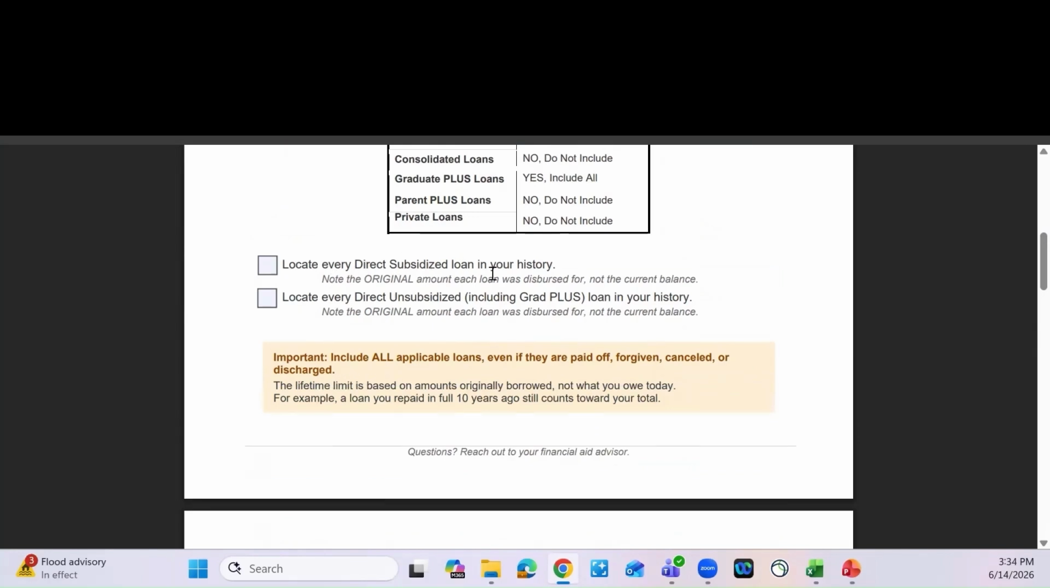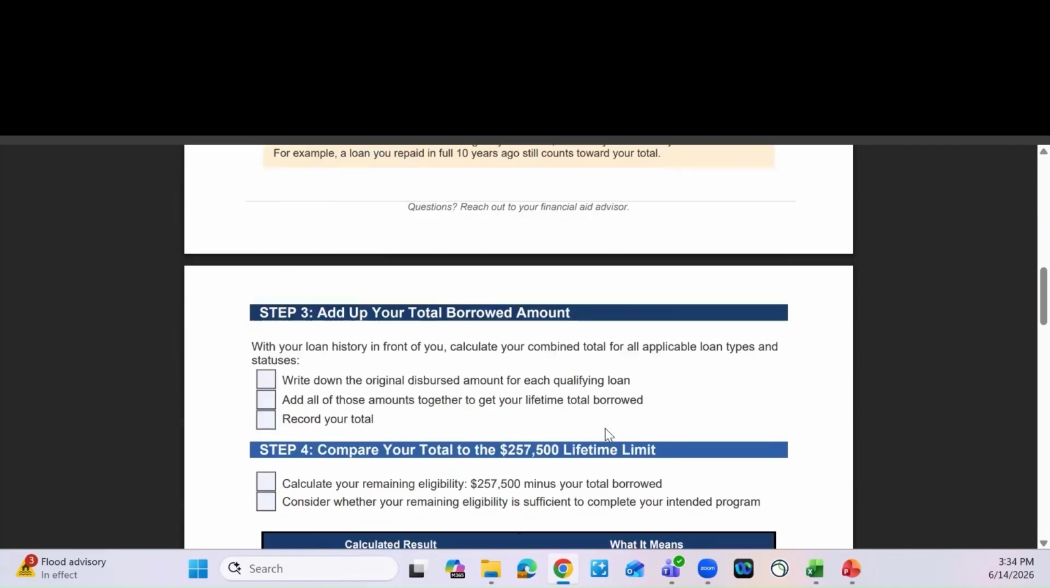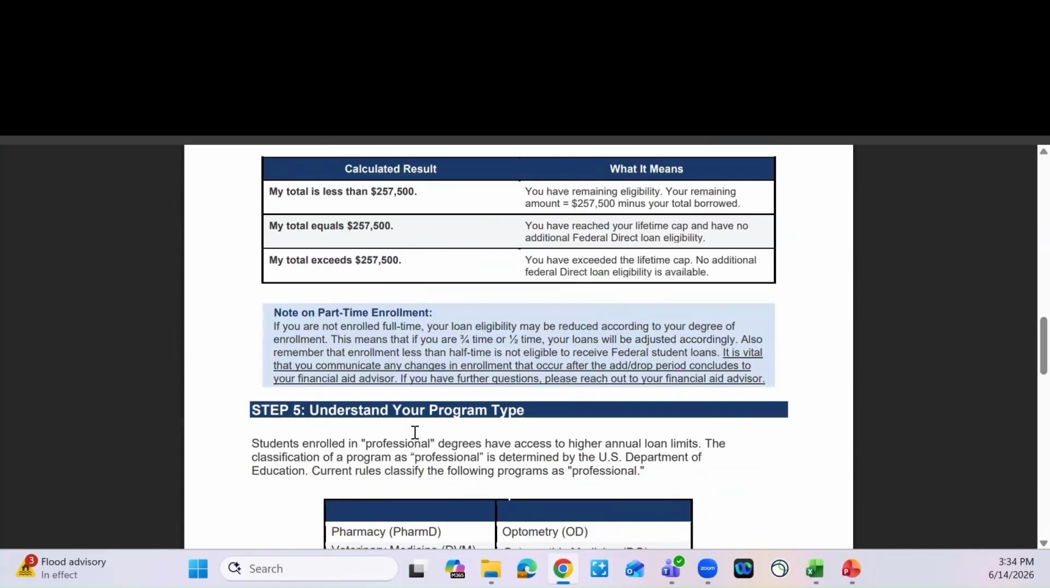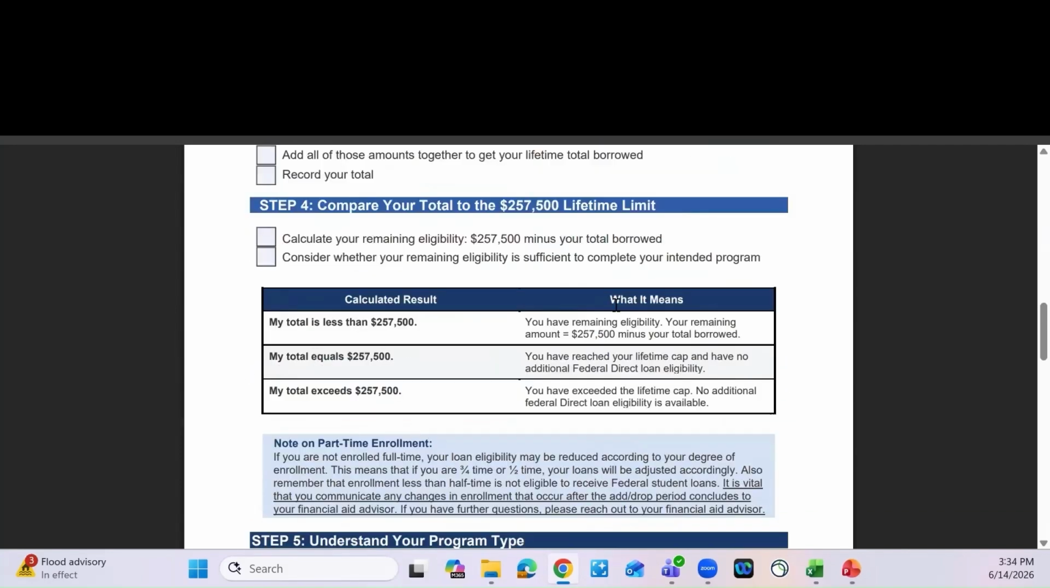Note that the original amount in each loan that was disbursed is what you want to include in your loan history, which is the principal amount. You include all applicable loans, even if they are paid off, forgiven, canceled, or discharged. The lifetime limit is based on amounts originally borrowed, not what you owe today. For example, a loan you repaid in full 10 years ago still counts towards your total. Add up your total borrowed and the calculated result.